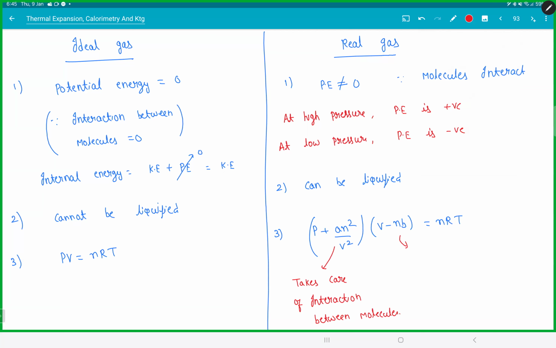And this b takes care of the volume of the molecules. Remember what is V actually? V is the volume in which the molecules can freely move. So nb is the total volume of the molecules. So the total volume of the container minus volume of the molecules, you're free to move in that space. So in an ideal gas, b is 0 because volume is negligible. a is 0 because there is no interaction. So when a and b become 0, it becomes an ideal gas. Volume and pressure corrections. That's all.